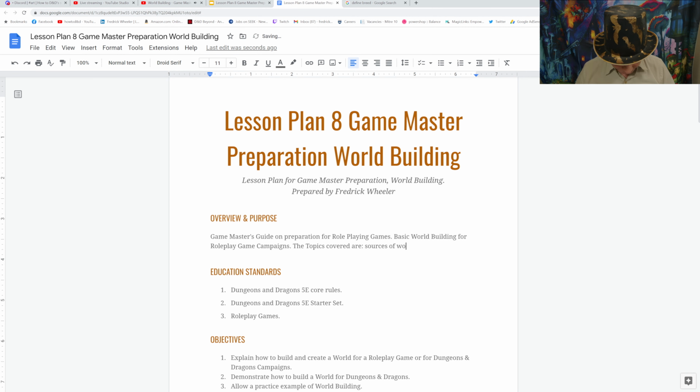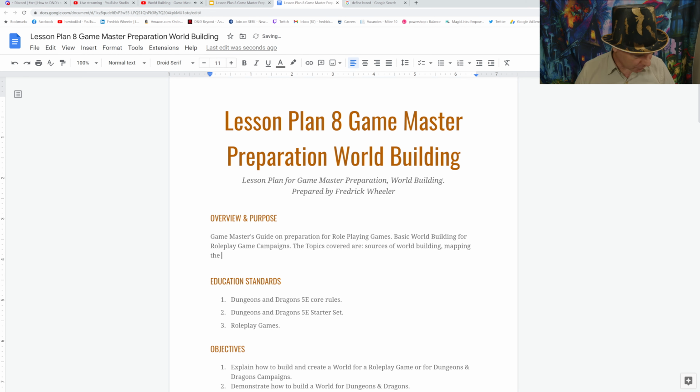Sources of world building. Mapping the world. Naming the world and continents. Or was it and? Do I put up and, or do I just want to put and? I'll just go with and. Continents. Whoops, continents. Gosh, continents.